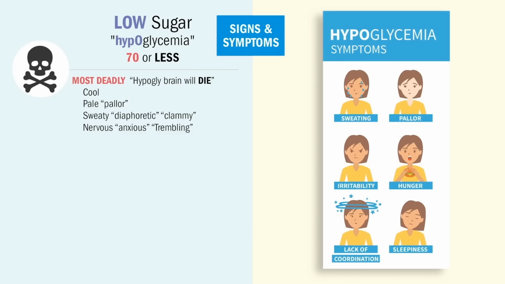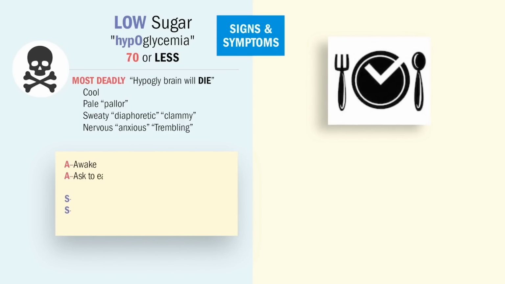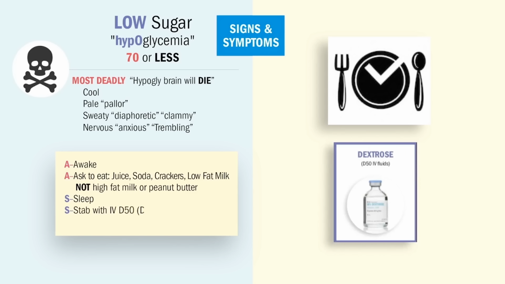Now, since hypo is so deadly, that hypogly, the brain will die, our very first treatment is giving sugar. So on the NCLEX, if the patient is awake, then we A, ask them to eat. Specifically juice, soda, crackers, and low-fat milk. Not high-fat milk or peanut butter. Big key word right there. The fat actually slows down the sugar absorption. And if they're asleep, big key word here is not alert or unarousable or only arousable to painful stimuli. Then we S, stab them with dextrose IV. And always reassess sugars every 15 minutes after giving insulin.